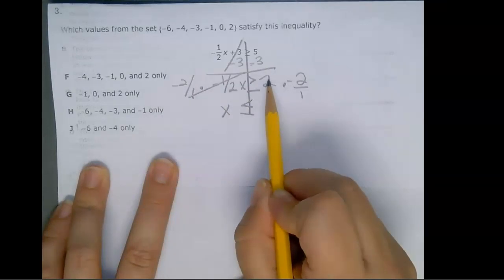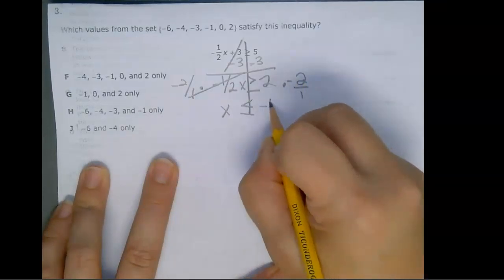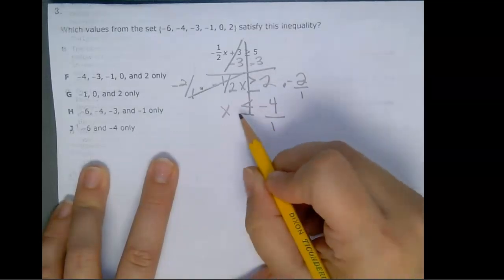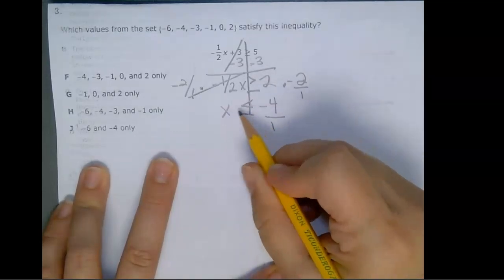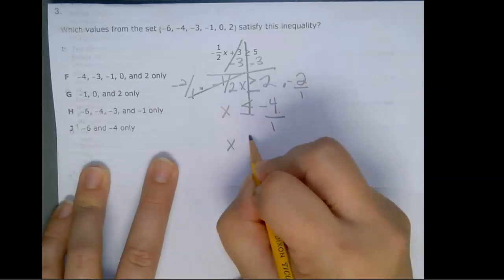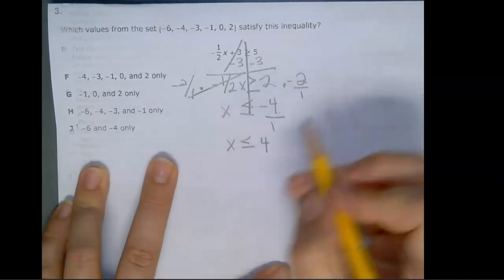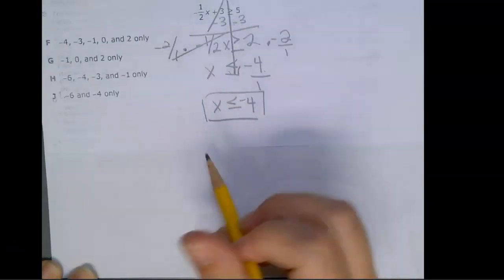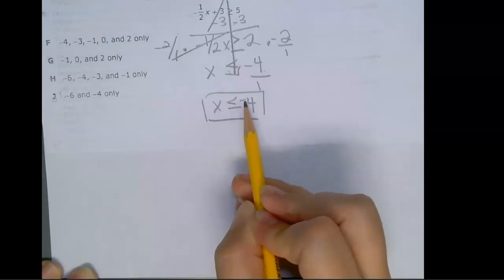So then I have 2 times negative 2 would be negative 4. And I can write it over 1, but remember, guys, if I have x is less than or equal to negative 4, okay? So what I need to do is, all right, that is going to be a negative 4. I'm sorry, guys. X is less than or equal to negative 4.